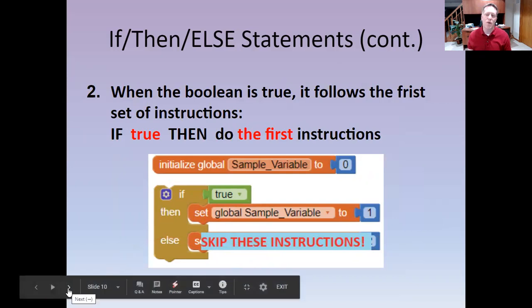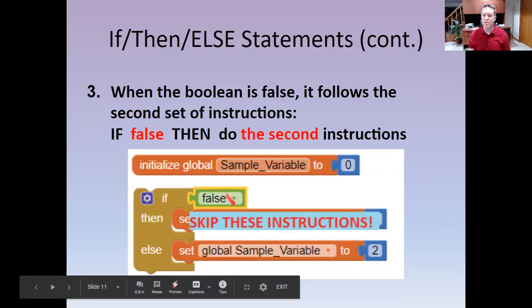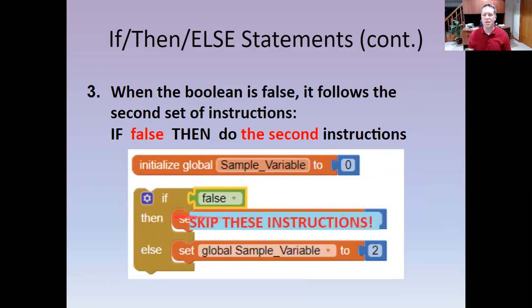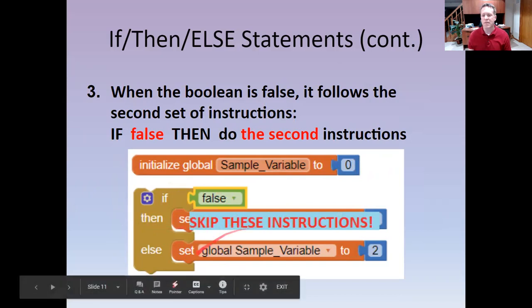And you can probably infer then, when it's false, it's going to skip the then part, just like a regular if-then statement would do. When it's false, it skips the then part, and it moves down here, and it does the else part. Okay, so that's the idea of an if-then-else block.